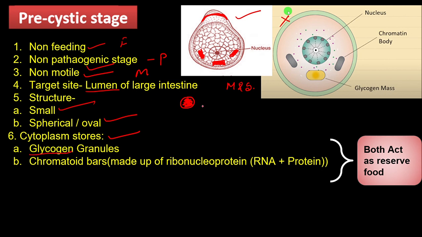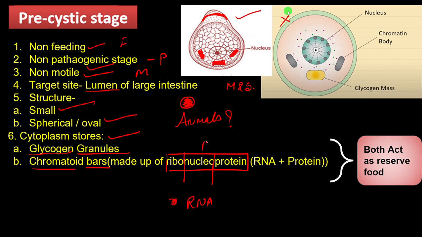If I talk to you about glycogen, you know glycogen is the stored carbohydrate, the stored form of carbohydrate in animals. What is the stored form of carbohydrate in plants? Write it in the comment box. So it will be storing glycogen as a source of energy. Then what about chromatoid bars? They are made up of ribonucleoprotein. What is ribonucleoprotein? You must have heard about ribonucleic acid, that is RNA. In the same way, ribonucleoprotein is nothing but RNA plus protein. Together we call it ribonucleoprotein. These both are going to act as a reserve food.